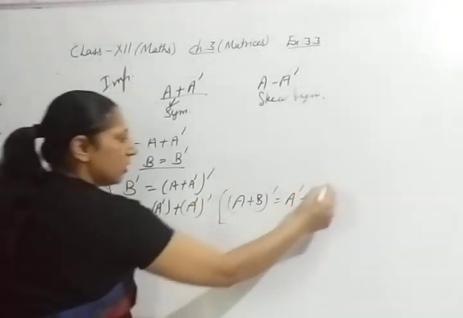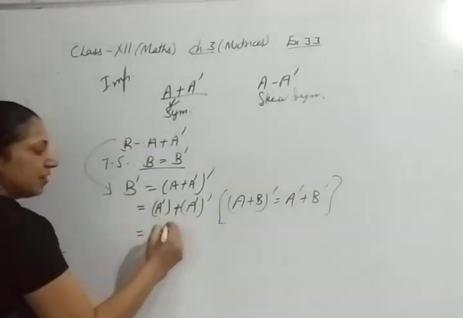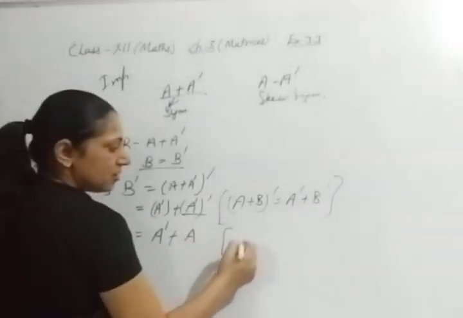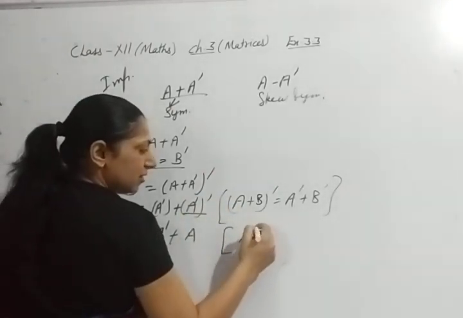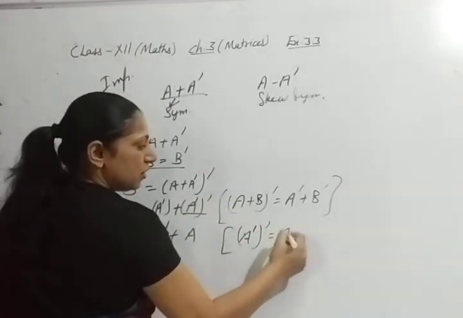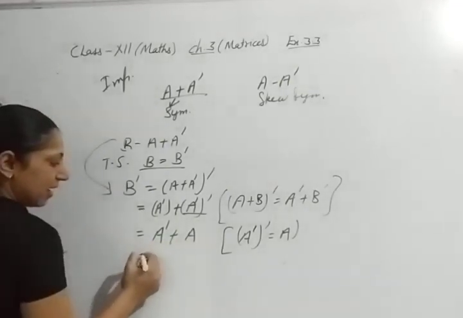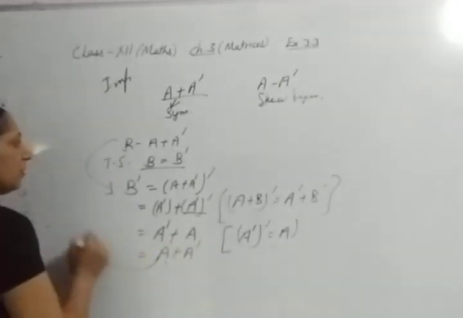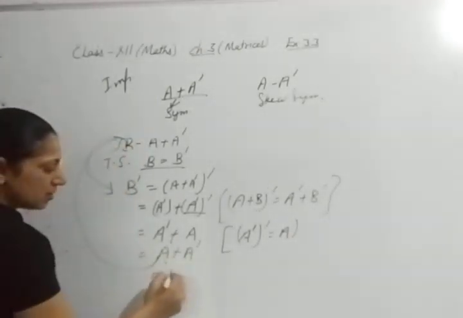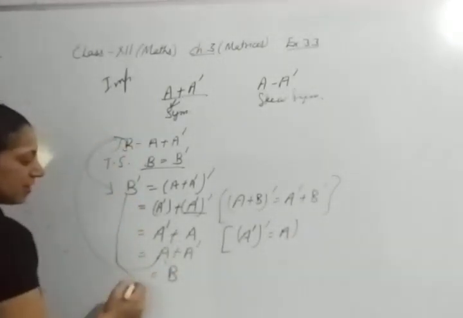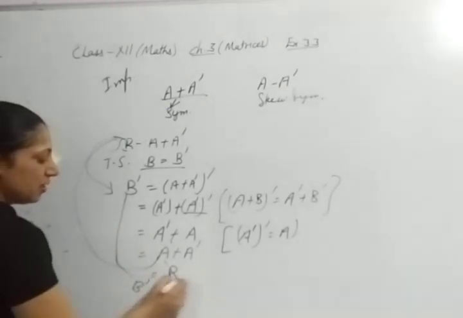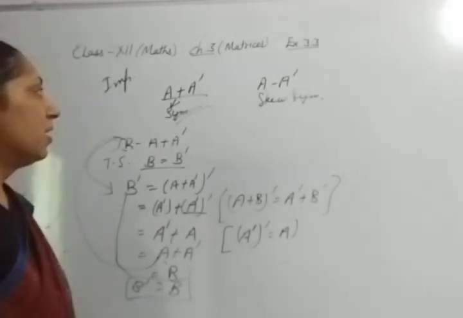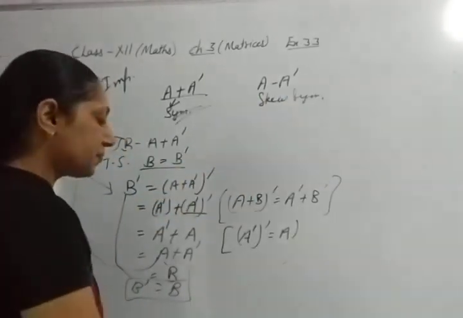So this is equal to A transpose plus A transpose transpose, that is equal to A. This is our second property: A transpose transpose is equal to A. Now I can write this A plus A transpose, and this is equal to our matrix B. So this is equal to B. So our left hand side is B transpose, that is equal to B. So it means this is a symmetric matrix. Now come to our next part.